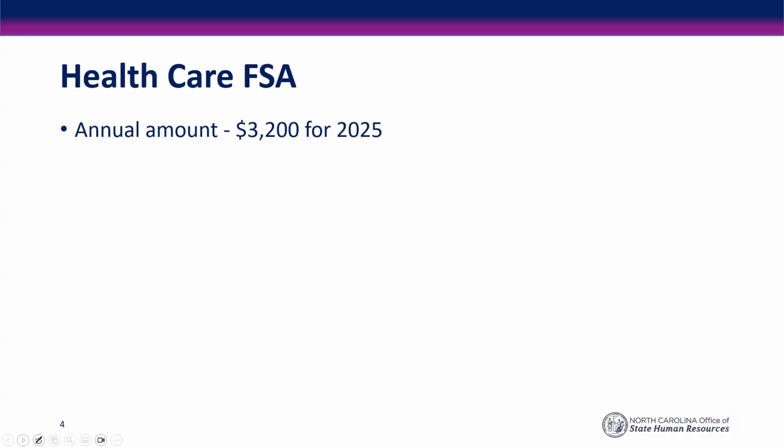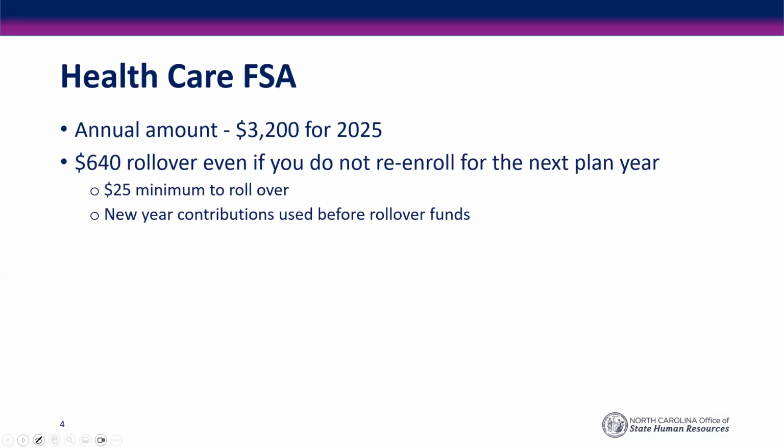If you and your spouse are eligible to participate, you both can put in that amount. You both can put in that maximum. It has a $640 rollover going into next year, even if you don't enroll in the next plan year. So whatever money you have this year left over at the end of the year, combined from what you rolled from last year and what you put in this year, up to 640 can roll into 2026.